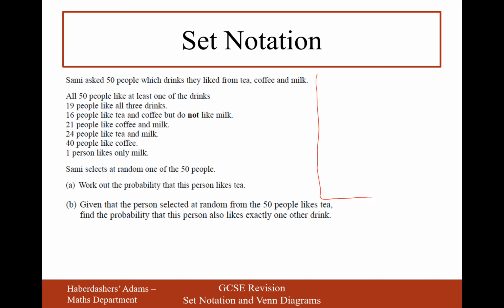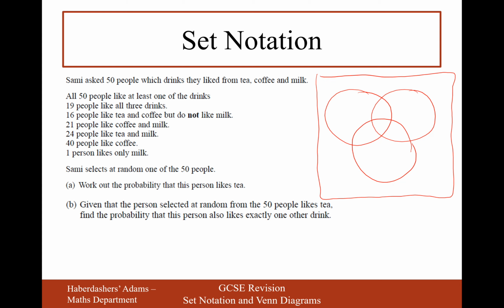Okay, so let's start by drawing a Venn diagram. So draw the box around first and then all of your... Okay, so let's go for it. All 50 people like at least one of the drinks. So that's either tea, coffee, or milk. So 0 will go on the outside. 19 people like all 3 drinks. That's important, that will go in the centre first.